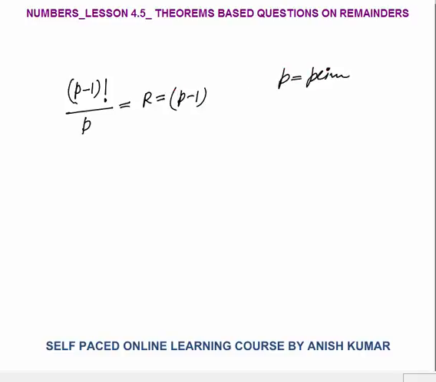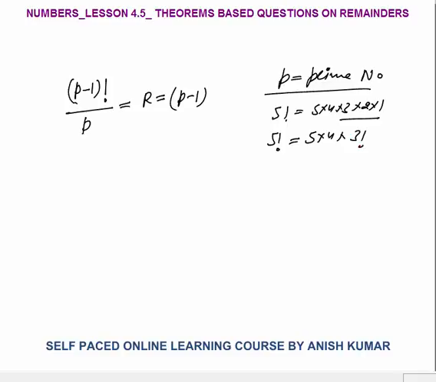I hope you understand the meaning of factorial. Factorial 5 means 5 into 4 into 3 into 2 into 1. You can write factorial 5 as 5 into 4 into 3 into 2 into 1. You can write it as 5 into 4 factorial... or 5 factorial as 5 into 4 into 3 factorial.